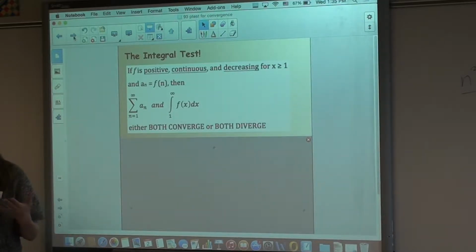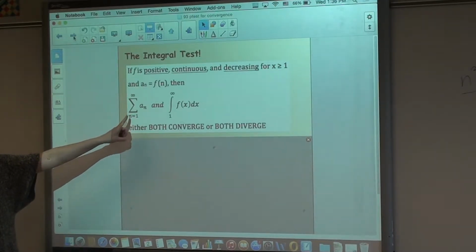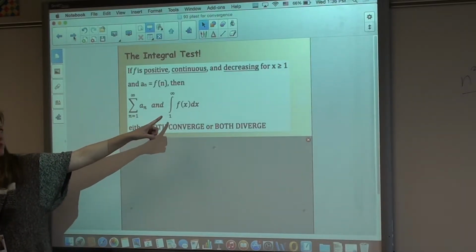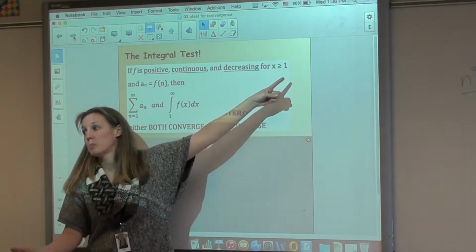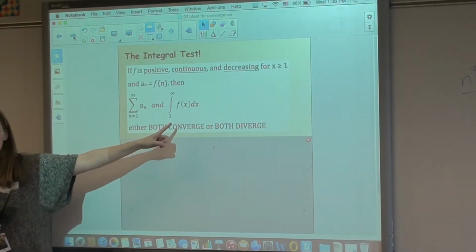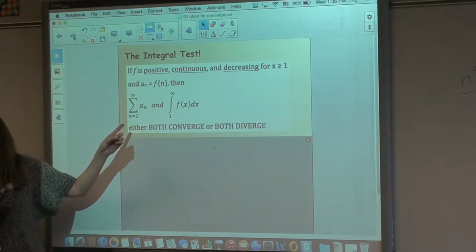You can just kind of think about it. It's fine. But it does have to be positive, continuous, and decreasing in order for this to apply. One other little thing I found out: if the sum starts with like n equals 5, then the integral would be from 5 to infinity, and then this would only have to be true for x bigger than 5. So it's really just whatever your lower limit is for a series, just know that it's not going to be negative.